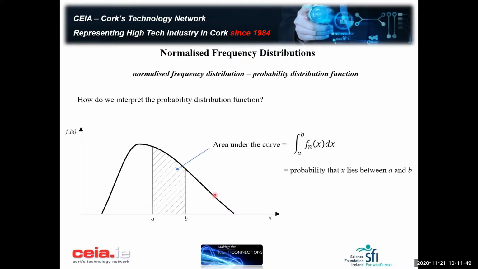And the way you need to interpret the probability distribution function is if you consider any values a and b of your variable x, then the probability of a data sample lying between a and b is equal to the area under the curve, the frequency distribution, the probability distribution between a and b.